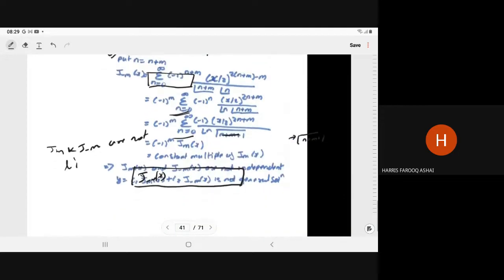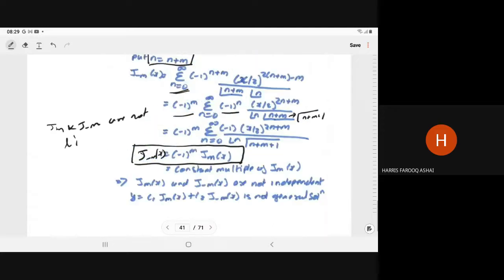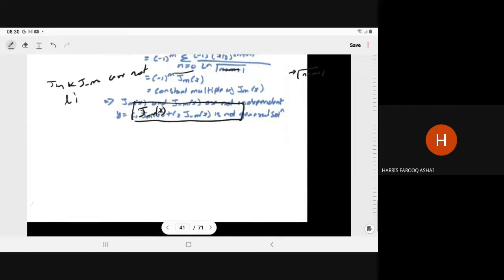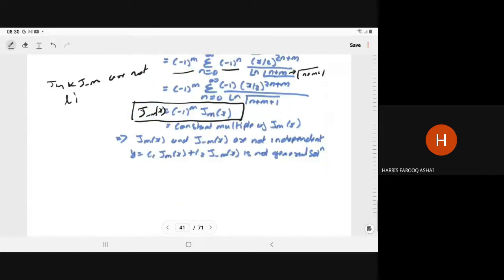It is a very important relation. Generally we ask whether they are LI or not for a particular value of p. So you must know that when p is an integer, they are not LI. So here J_m and J_{-m} are not independent. So y = C1 J_m + C2 J_{-m} is not a general solution because they are not LI. Clear this part?